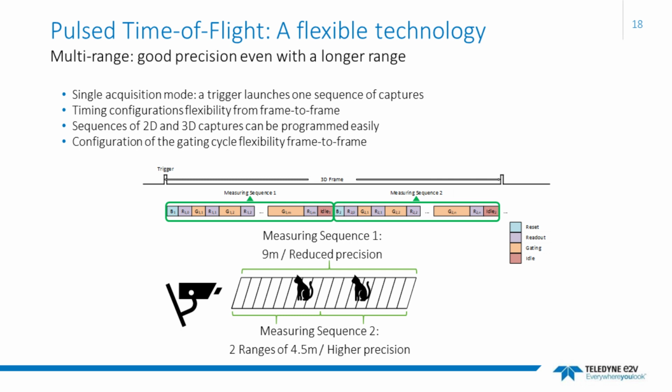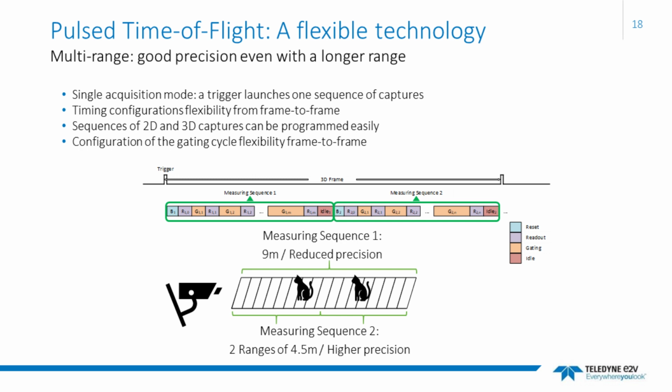Here you have a drawing with two measuring sequences that can be different. It can be used, for example, to achieve a better precision even with a big range. Indeed, as we saw before, both the precision and the distance range depends on the width of the light pulse, but in an opposite way. So if you want to increase the range, you will basically need to reduce the precision.